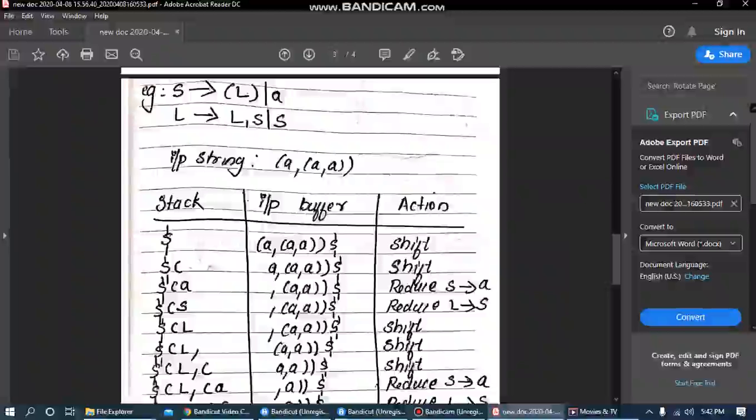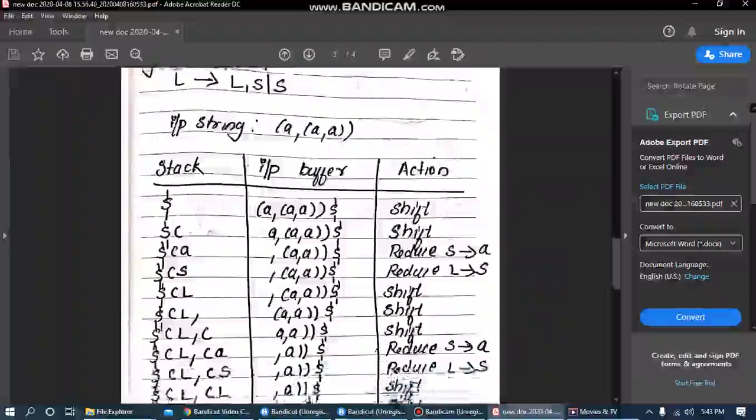In this example, the grammar given is S gives open bracket capital letter L close bracket bar A. L gives L comma S bar S. Okay, and the input string is open bracket A comma open bracket A comma A close bracket. I think you can clearly see it.